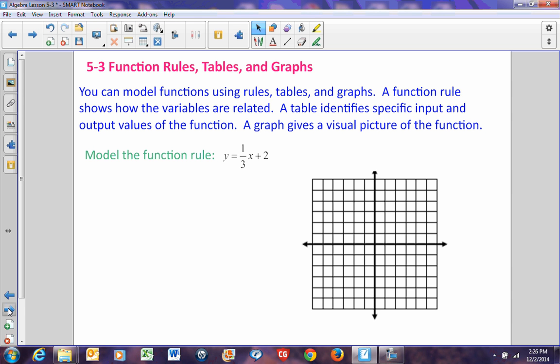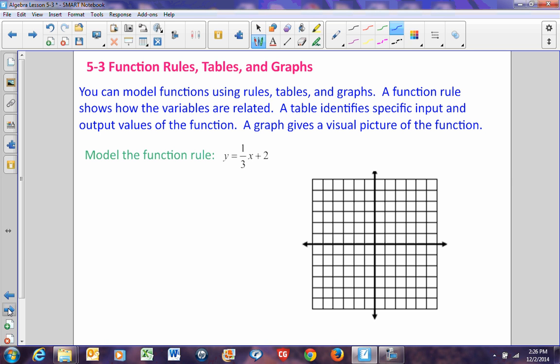Let's say we are supposed to model the function rule y equals 1/3 x plus 2. This is a function rule, so we can look at it and see how the variables are related. We see that y is equal to 1/3 of whatever x is, and we're going to add 2 to that. If I want to model this, I already have the rule, so now I need to create an input and output table, and I need to create a graph. In order to create the graph, I have to create the table.